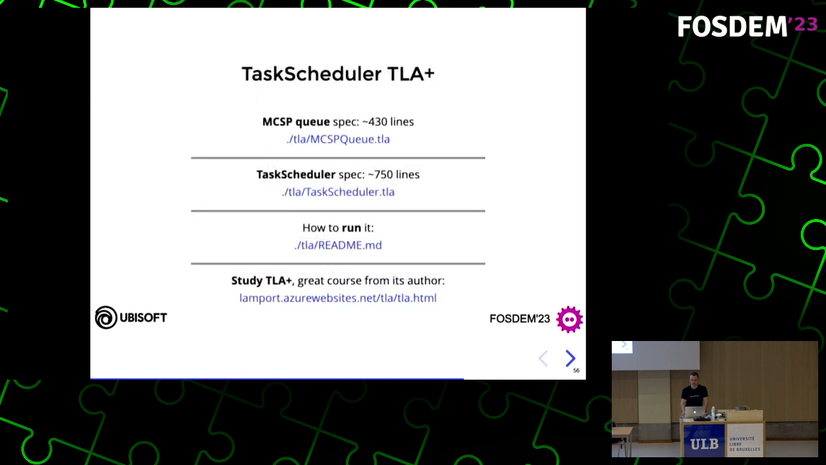Here, by the links, you can find the specifications for the task scheduler as a whole and for the multi-consumer queue, which was not trivial enough, so I tried to validate it as well. Two specifications, they are quite big, but most of the lines are comments explaining the algorithm. So the code part of the specifications is not too complicated. You can read it easily.